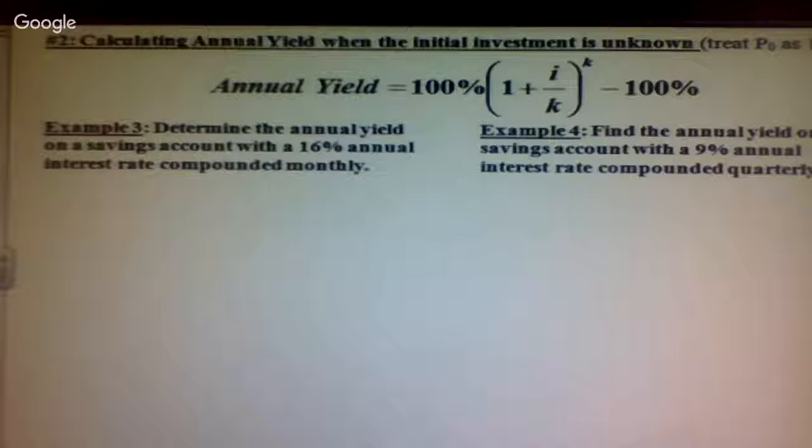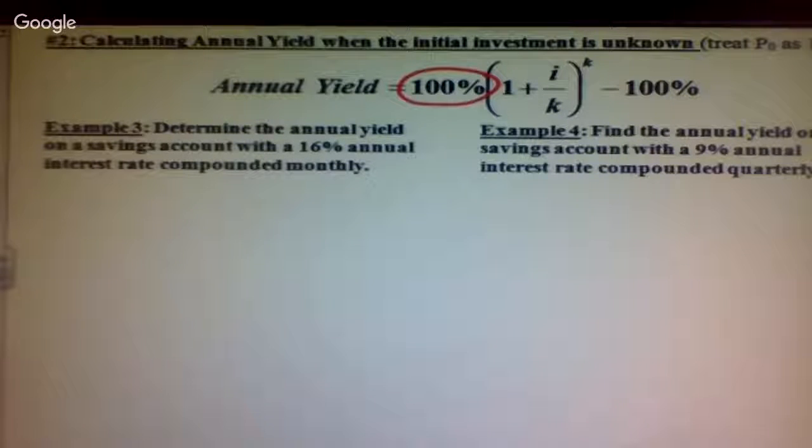Finally, the last one. What happens if I don't tell you how much money you're putting in? Can you still find annual yield? Absolutely. So this formula should look familiar. What did we take out? N. There is no N this time. That's okay. Everybody asked me last period, why are we using 100? I don't know how much money I'm putting in, but I know I'm putting all of it in. So that's what that represents.